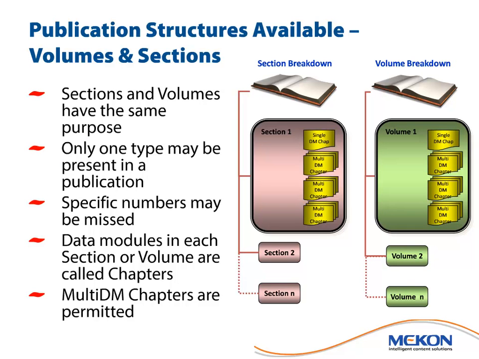To demonstrate what we've just been talking about, we've got two graphics here which show the same thing but with different words. Only one type can be present in a publication at a time, so you can decide whether you want to go for volumes or sections. And as we've said already, you can miss specific numbers if necessary. The data modules in each section or volume are called chapters, and they will be called that automatically no matter what you do. Now, we can introduce you to the idea of having data modules which can be combined into a single chapter. So this gives you a lot more flexibility, if you like. And we call those multi-DM chapters.